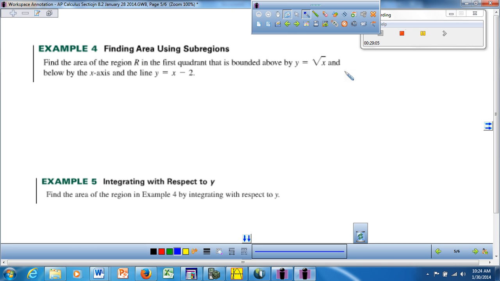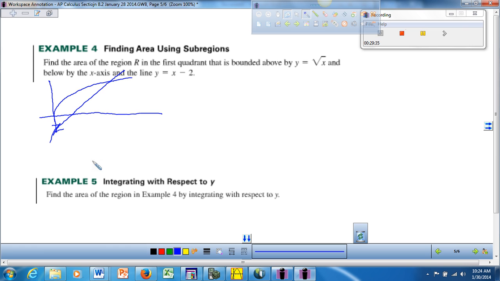All right. So now, this next example we're going to do in 2 different ways. The first way is what we have been doing with vertical rectangles. It says, find the area of the region R in the first quadrant that is bounded by the square root of x. That looks like that. And the line y equals x minus 2. So that's going to look something like that. Okay? All right. It says in the first quadrant, so the region that we are interested in is here, and not below the x-axis.